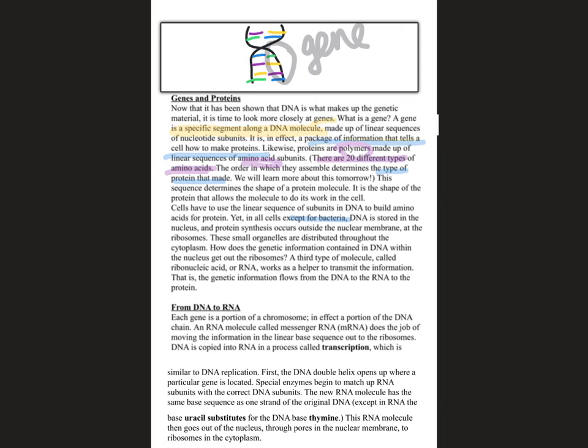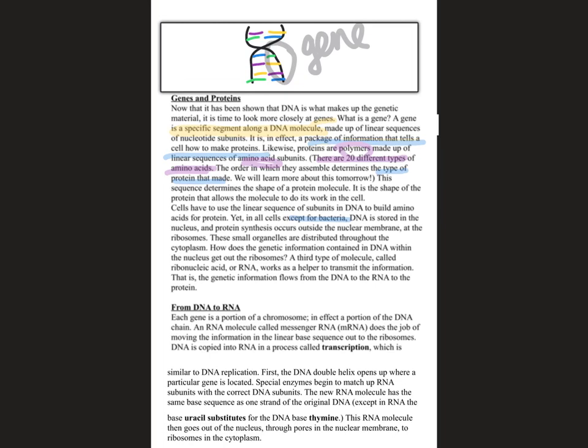Yet, in all cells except for bacteria, DNA is stored in the nucleus, and protein synthesis occurs outside the nuclear membrane at the ribosomes. These small organelles are distributed throughout the cytoplasm. How does the genetic information contained in DNA within the nucleus get out to the ribosomes? A third type of molecule called ribonucleic acid, or RNA, works as a helper to transmit the information. That is, the genetic information flows from the DNA to the RNA to the protein.